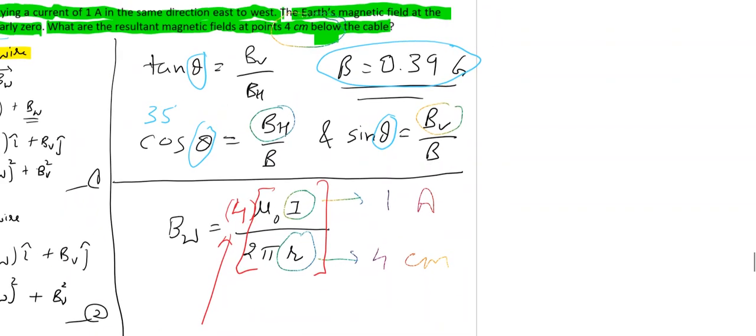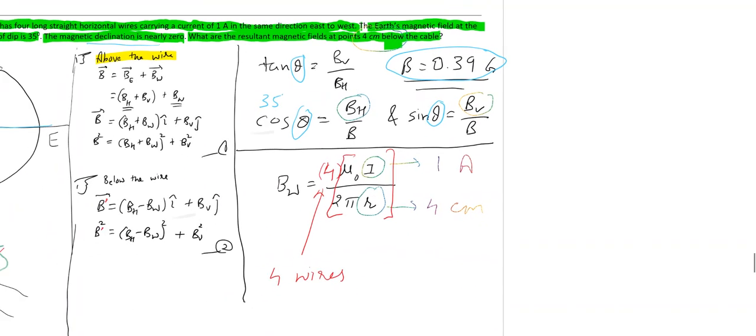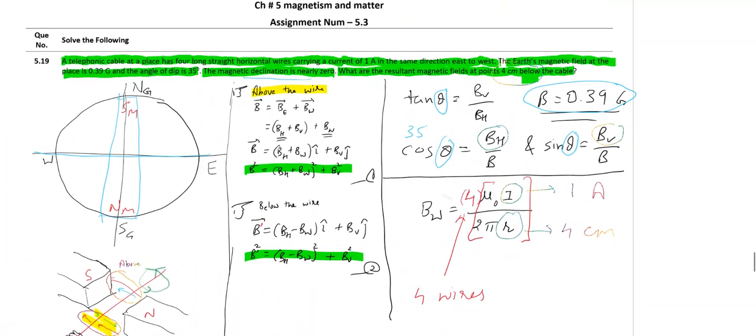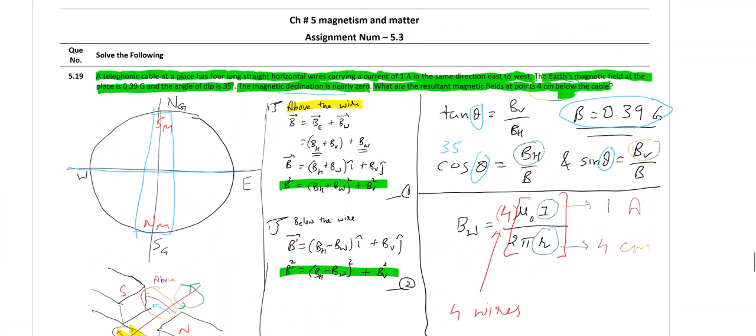So first part is to calculate BV and BH, second part is to calculate BW, third part is to find out B square and then B prime square. That is all about this problem. Carry out calculation and get your answer.